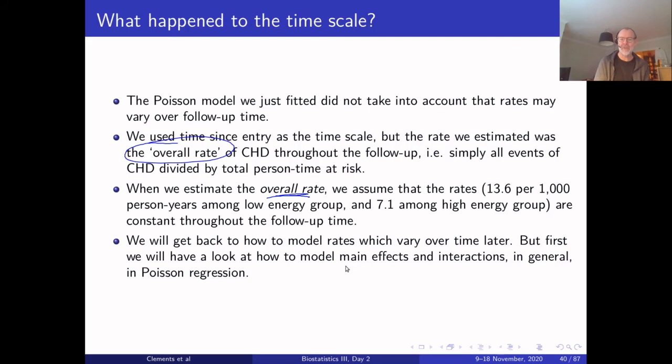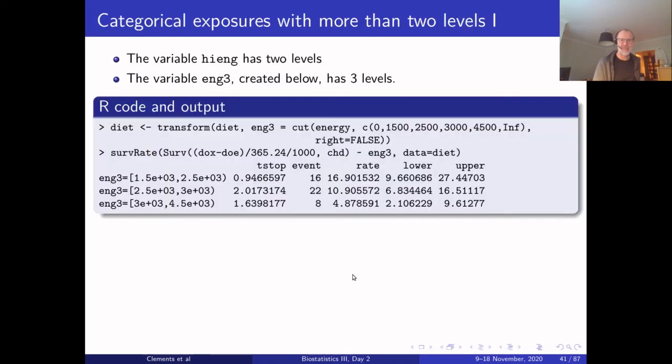We will come back to this issue, but first what we're going to do is investigate how to model main effects and interactions for Poisson regression. For the diet data, we've got a variable high energy, which has two levels, high and low, and we're going to create a variable called eng3, which has 3 levels.